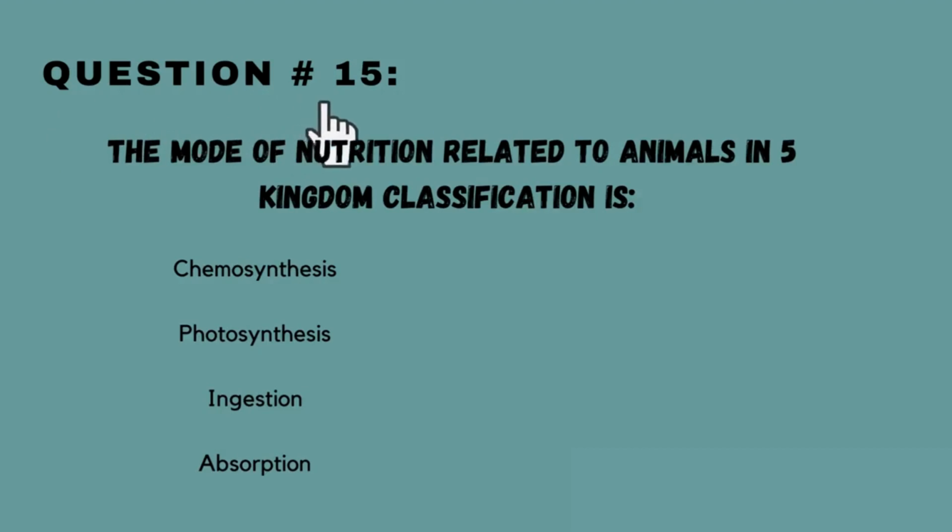Question number 15. The mode of nutrition related to animals in 5 kingdom classification is just a simple concept, as animals are ingestive heterotrophs. So correct answer should be C option.